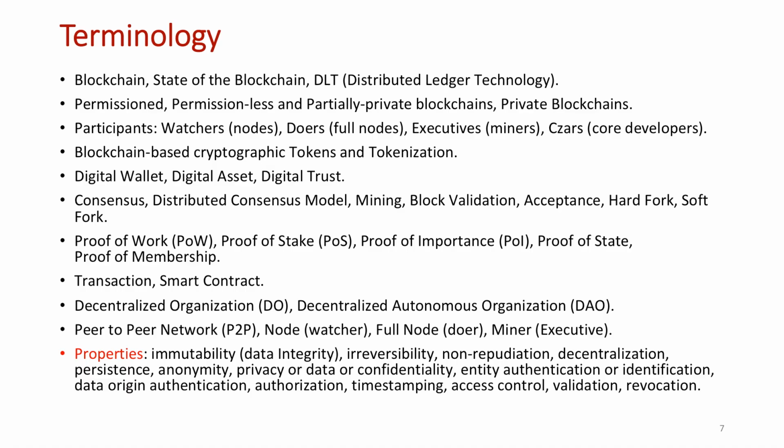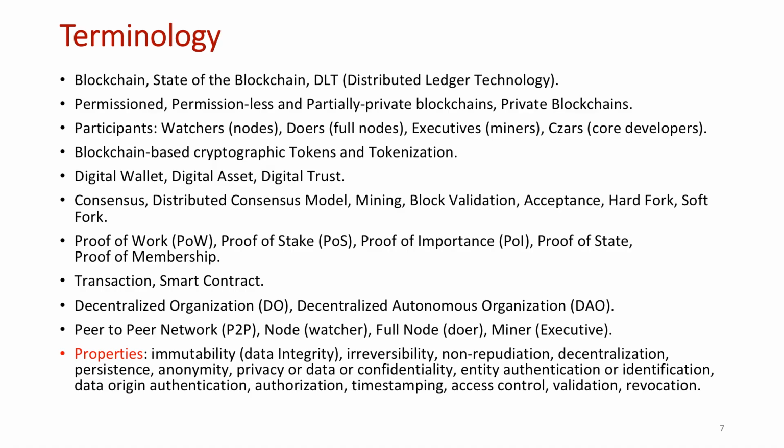Now you have 4 types of participants. I will explain that in a second. Then you have these cryptographic tokens and tokenization. Then you have something called digital wallet, digital trust. Consensus, distributed consensus, mining, all these concepts related to the interrelationship between different participants in a peer-to-peer network in the context of the blockchain. Then you have different proofs: proof of work, stake, importance, proof of membership. Those are different mechanisms to prevent cheating, and I'll talk about that. Then you have transaction and smart contract, and then you have different organizations.